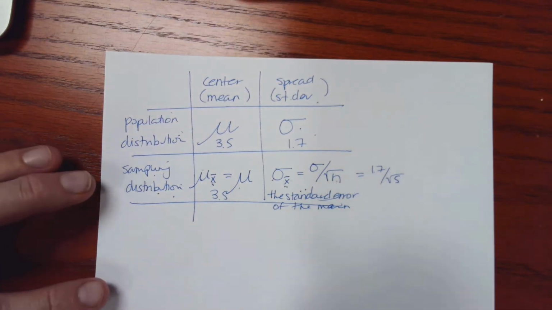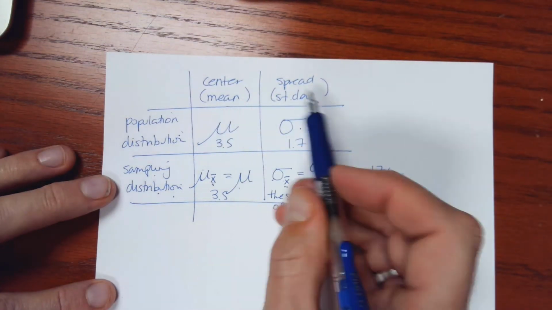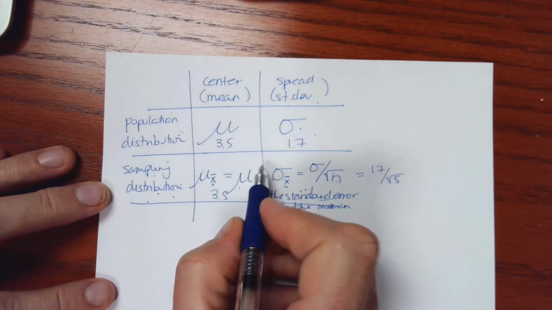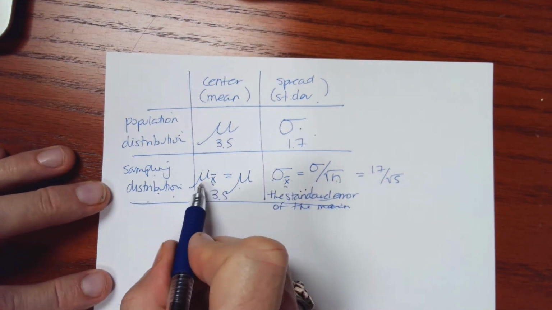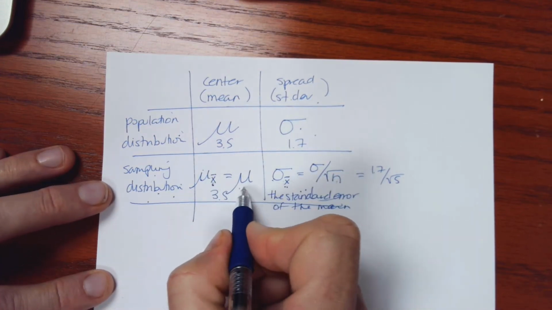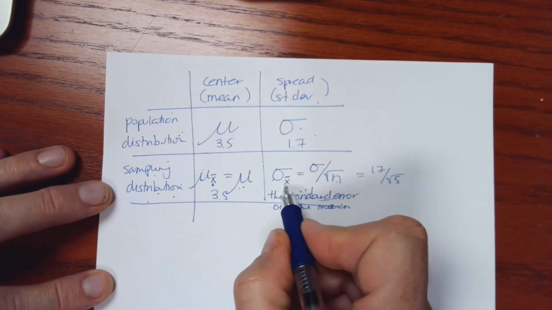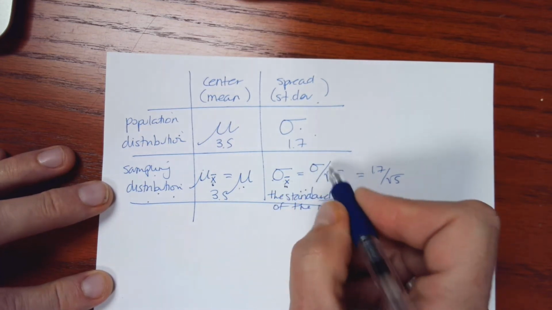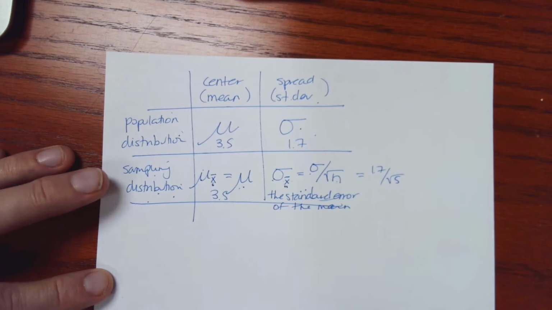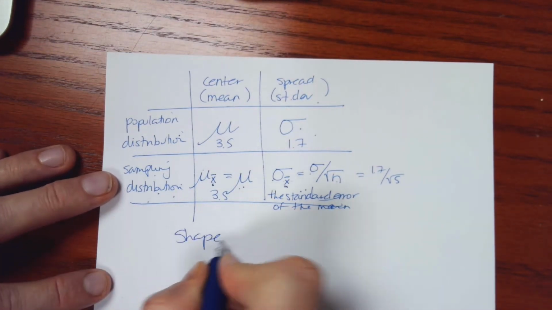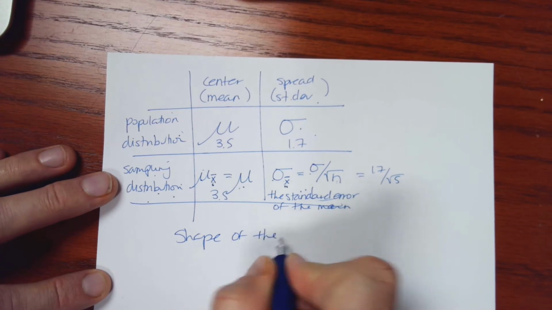All right, in a previous video, I talked about the center and spread for the sampling distribution of the sample mean. We discovered that the mean in the sampling distribution is the same as the mean in the population, and the standard deviation in the sampling distribution is a fraction of the standard deviation in the population. All right, so now we're left with the question of what about the shape of the sampling distribution?